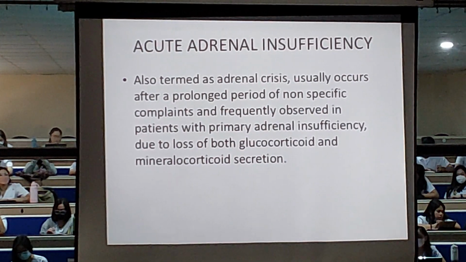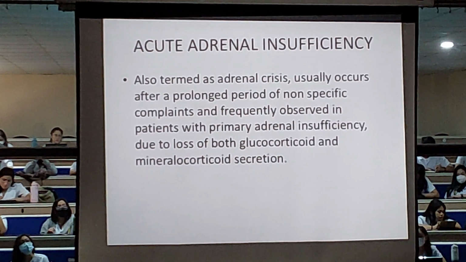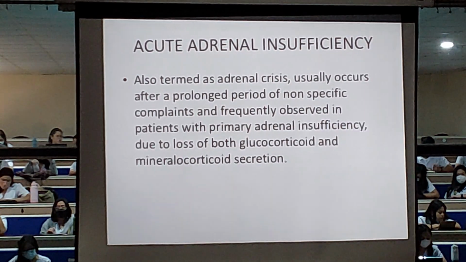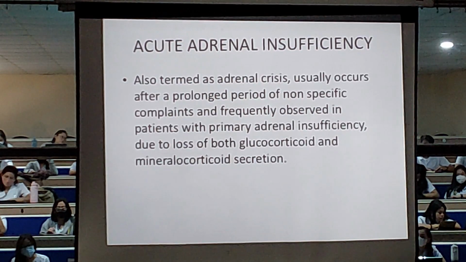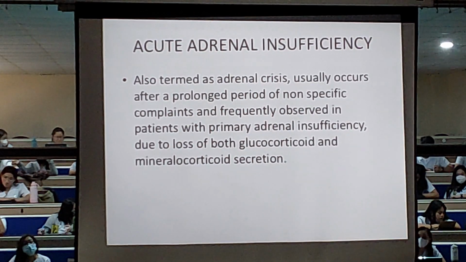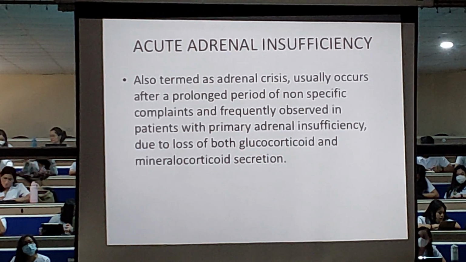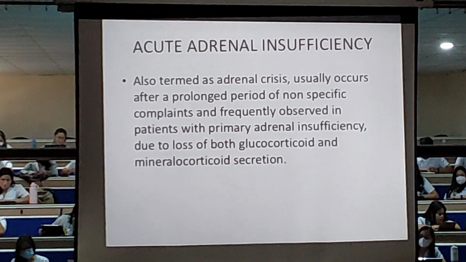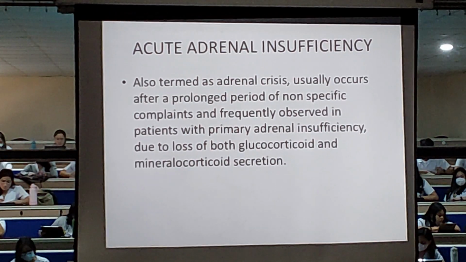So what is acute adrenal insufficiency? This is also termed adrenal crisis. It usually occurs after a prolonged period of non-specific complaints and is frequently observed in patients with primary adrenal insufficiency due to loss of both glucocorticoid and mineralocorticoid secretion.